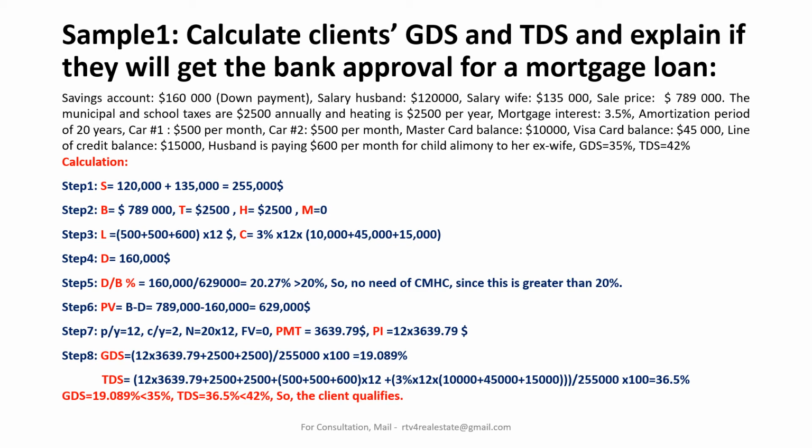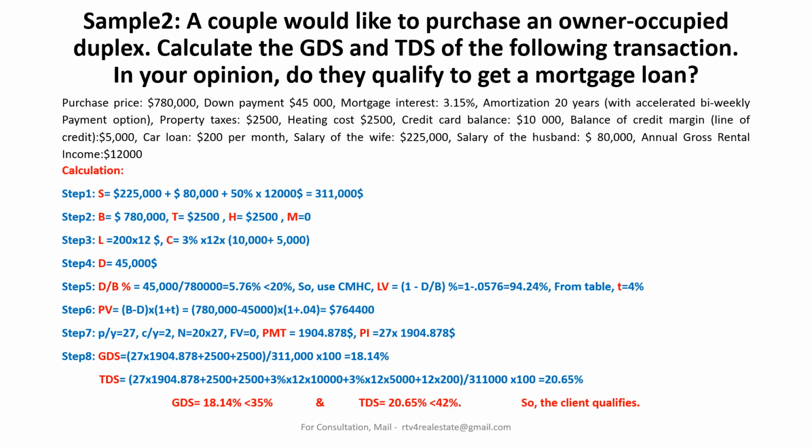3,639.79 plus 2,500 plus 2,500 plus 500 plus 500 plus 600 into 12 plus 3% of 12 into 10,000 plus 45,000 plus 15,000 by 255,000 into 100 equals 36.5%. GDS equals 19.089% less than 35%. TDS equals 36.5% less than 42%. So, the client qualifies. Sample 2, a couple would like to purchase an owner-occupied duplex.